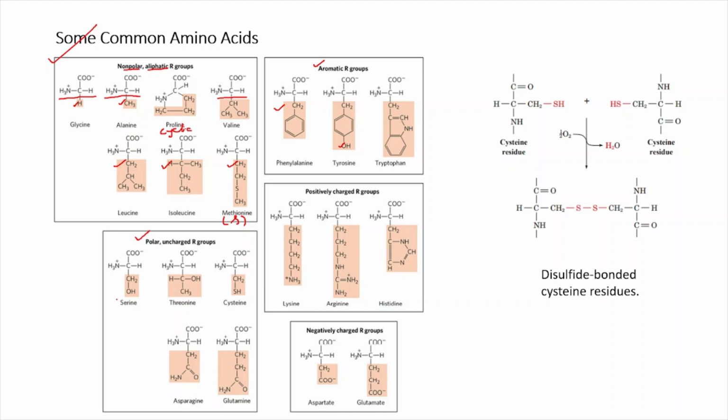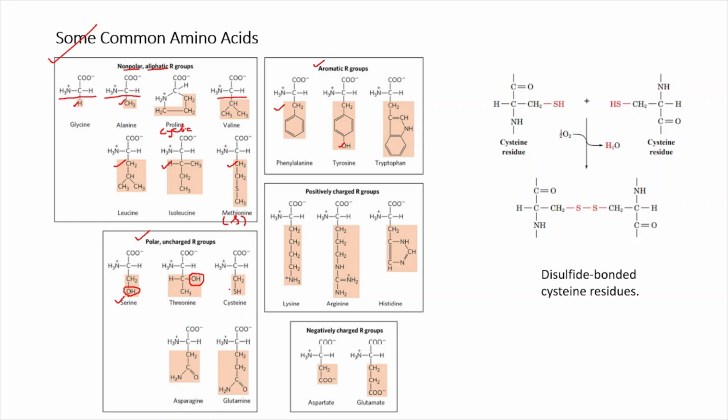So these are polar uncharged, that means the R groups are polar, but they do not carry any negative charge or positive charge or whatever charge, but they are polar due to the presence of polar groups. Like in serine, we have a CH2 group attached to an OH group. Due to this OH group, serine becomes polar. Likewise, in threonine also, you have an OH group. So because of the presence of the OH group, threonine becomes polar.